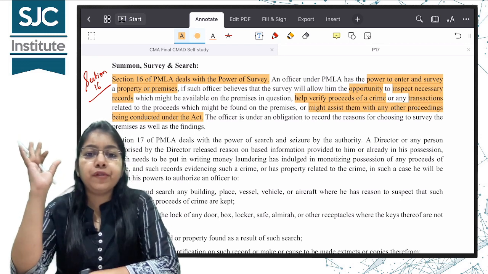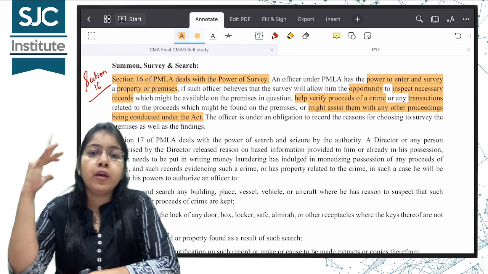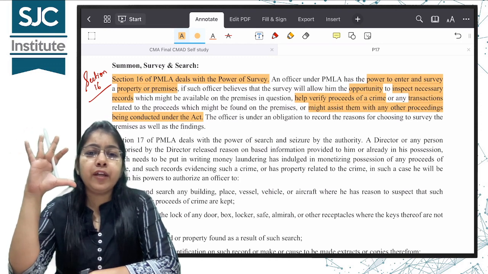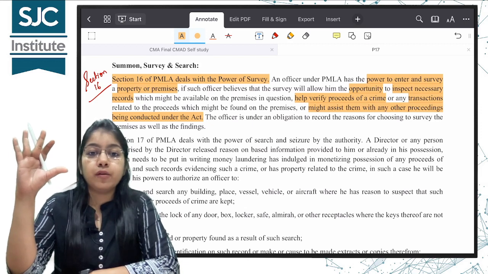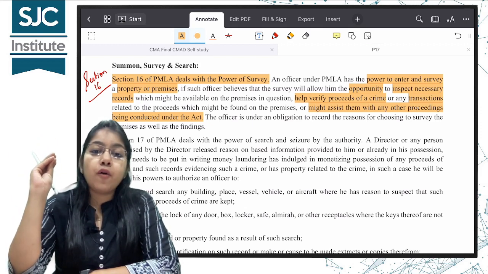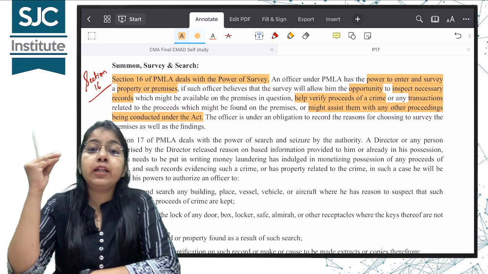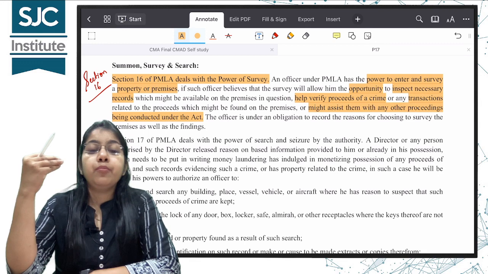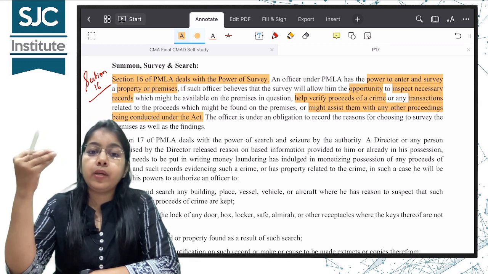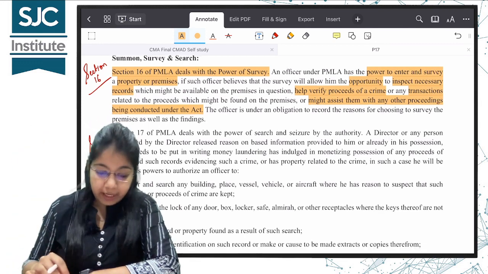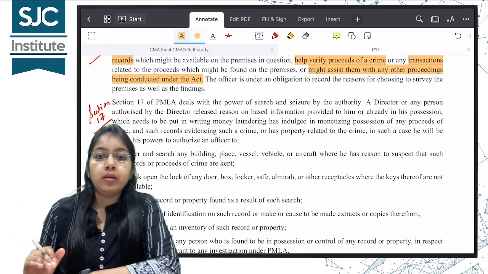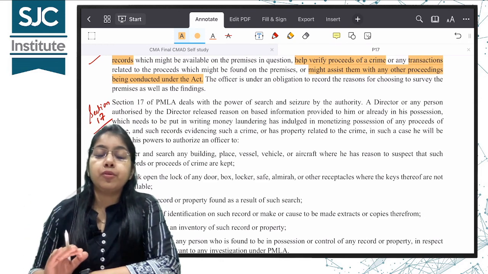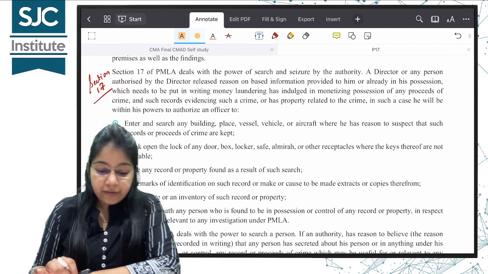Imagine a scene from a movie where there is a warehouse with a lot of sacks of grains, a very dark and shady place, and certain officers have entered the place just to survey. In the same way, officers under PMLA can also survey a place if they believe that it will provide them an opportunity to proceed with the proceedings of the Act in a better way, to investigate. It will help provide necessary records to verify the proceeds of crime and also transactions related to the proceeds of crime.